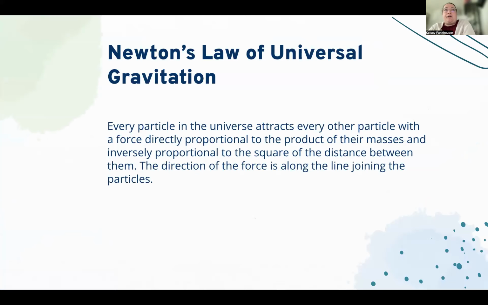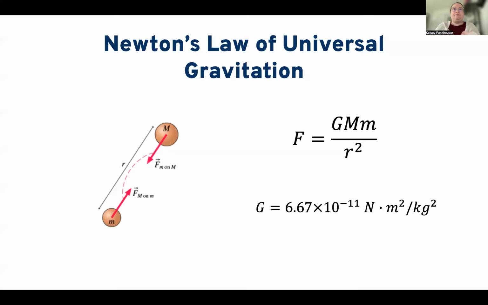Newton's law of universal gravitation says every particle in the universe attracts every other particle with a force directly proportional to the product of their masses and inversely proportional to the square of the distance between them. The direction of the force is along the line joining the particles. So let's see what this looks like.